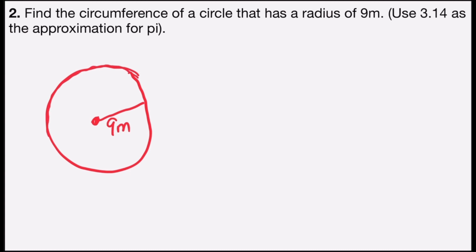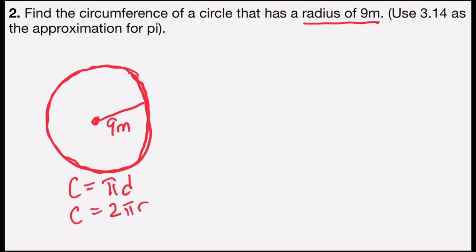Remember, the circumference is just the distance around the outside edge of a circle, and I actually have two formulas I can use. Circumference of a circle is equal to pi times the diameter, or circumference of a circle is equal to 2 times pi times the radius. Since 2 times the radius is equal to the diameter, those are really the same formulas. Since I'm given a radius in the problem, I'm going to use the second formula. Circumference is equal to 2 times pi times the radius.